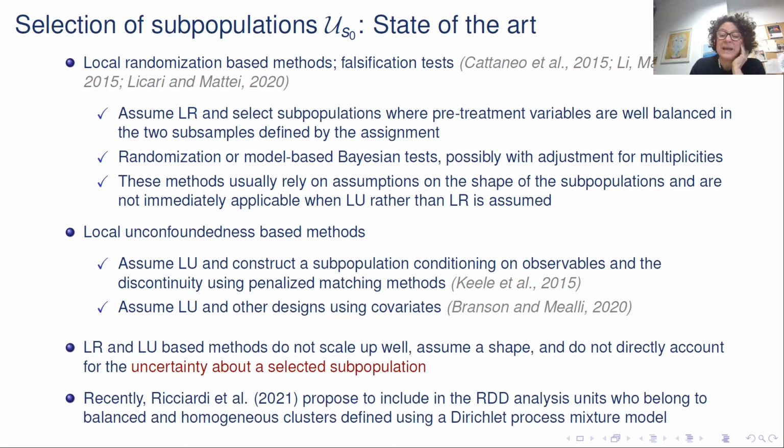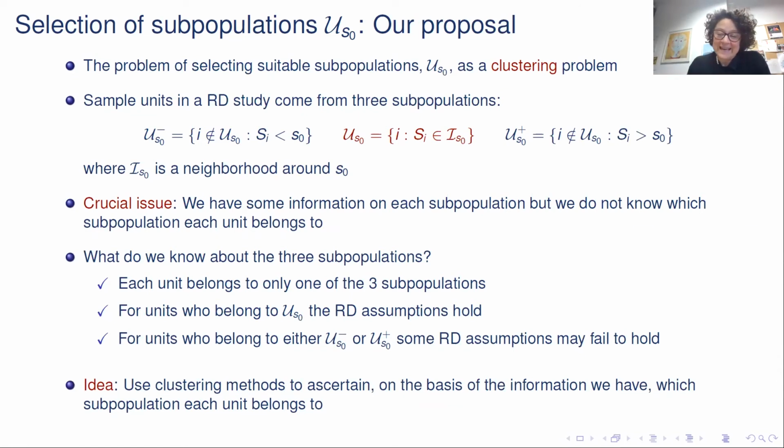For example, penalized matching methods, as in Keele et al. But also, I think this paper by Keele et al. has features in common with a recent paper by Ricciardi, Baio, and I don't know who the third author is, Silvia Liverani, right? Which essentially also used covariates to try and find homogeneous clusters of units around the cutoff point, right? So maybe we can talk more about the relationship with these and other papers next. Now I'm coming to our proposal.